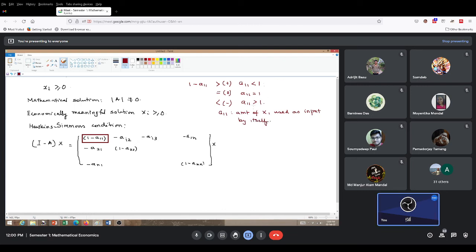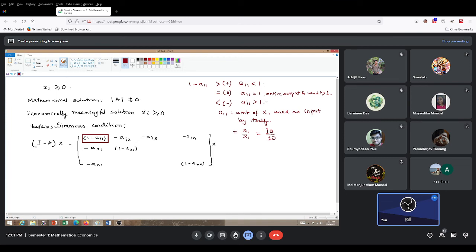If it is equal to 1, what happens? Suppose you have produced 10 units and A11 is equal to 1. If it has produced 10 units, it has to be, this also has to be 10 units. So the entire output is used up by the first industry. You are producing 10 units, the entire 10 units is used up by itself.